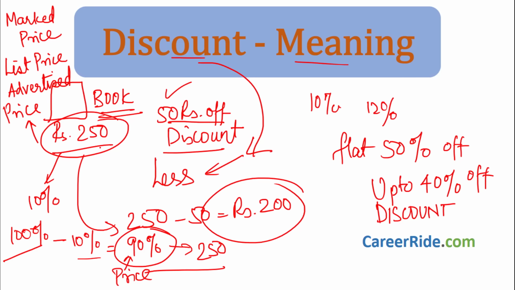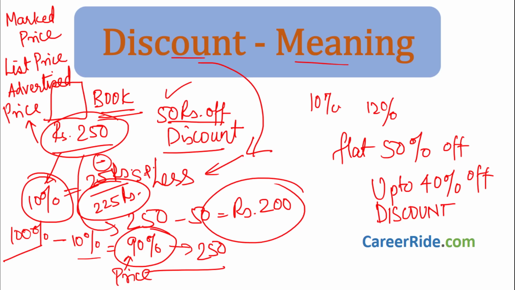On that the shopkeeper gives say 10% discount. So this is nothing but discount. How much will the book now cost? What is 10% of 250? Just put a decimal point. So 10% is nothing but 25 rupees. So 25 rupees is discount. Now the price is 250 minus 25, that is 225 rupees. This is nothing but the selling price of the book. The shopkeeper will sell the book after discount at this price, 225.